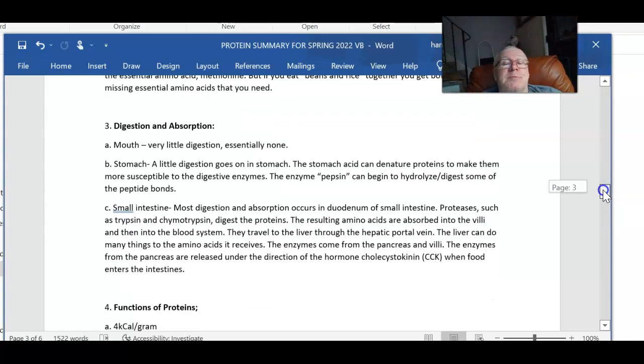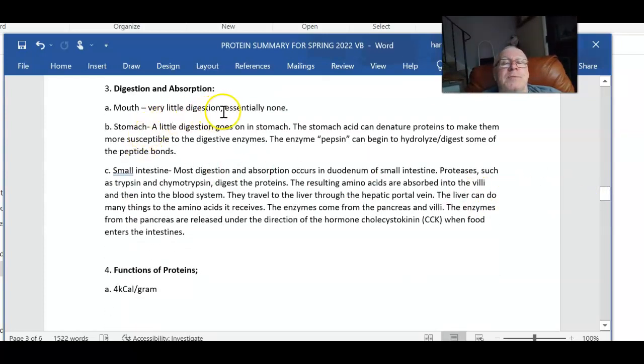Let's go into digestion and absorption. In the mouth, there really isn't much digestion of proteins. In the stomach, there's a little bit. The acid in the stomach will denature the proteins and make them more digestible. And then you have an enzyme in there that your book doesn't mention in chapter 3, the enzyme pepsin. Pepsin can break the bonds that connect the amino acids together. The peptide bonds can be broken by this enzyme called pepsin.